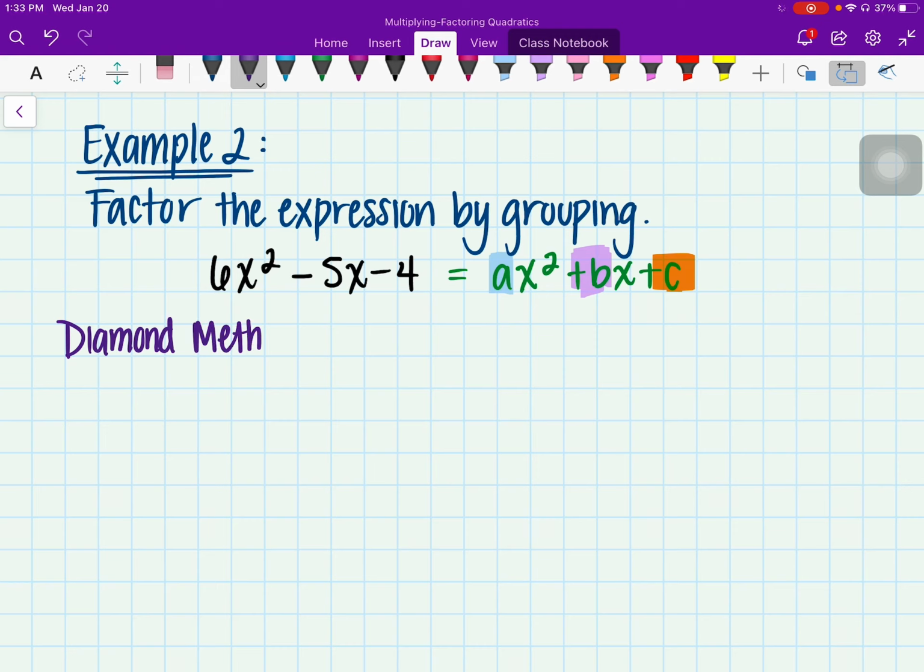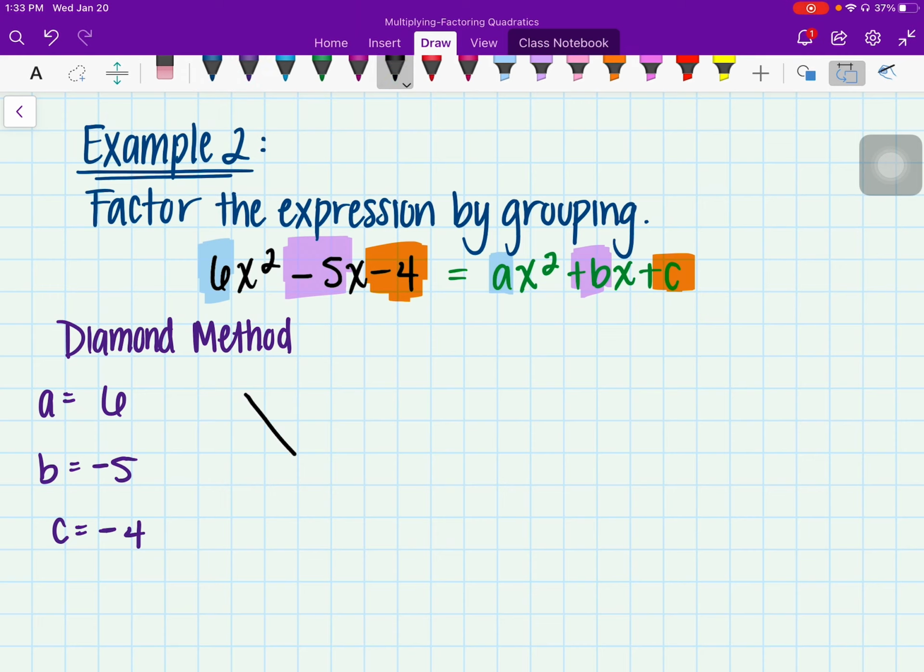I want to once again identify what A, B, and C equal. This is based off our x squared, our x, and our constant. So A will be represented by 6, B will be represented by -5, and C will be represented by -4, which is our constant. Let's write this down: a 6, a -5, and a -4. Once we've identified A, B, and C, let's move on to building our diamond.